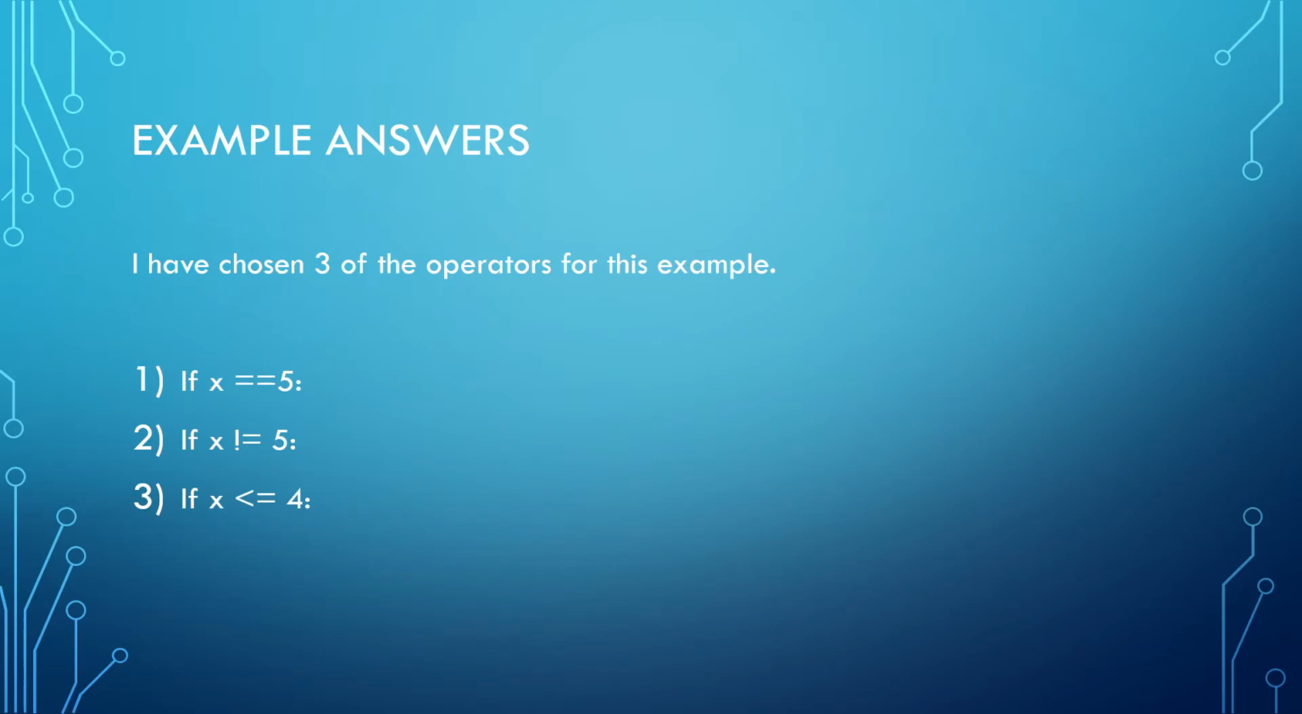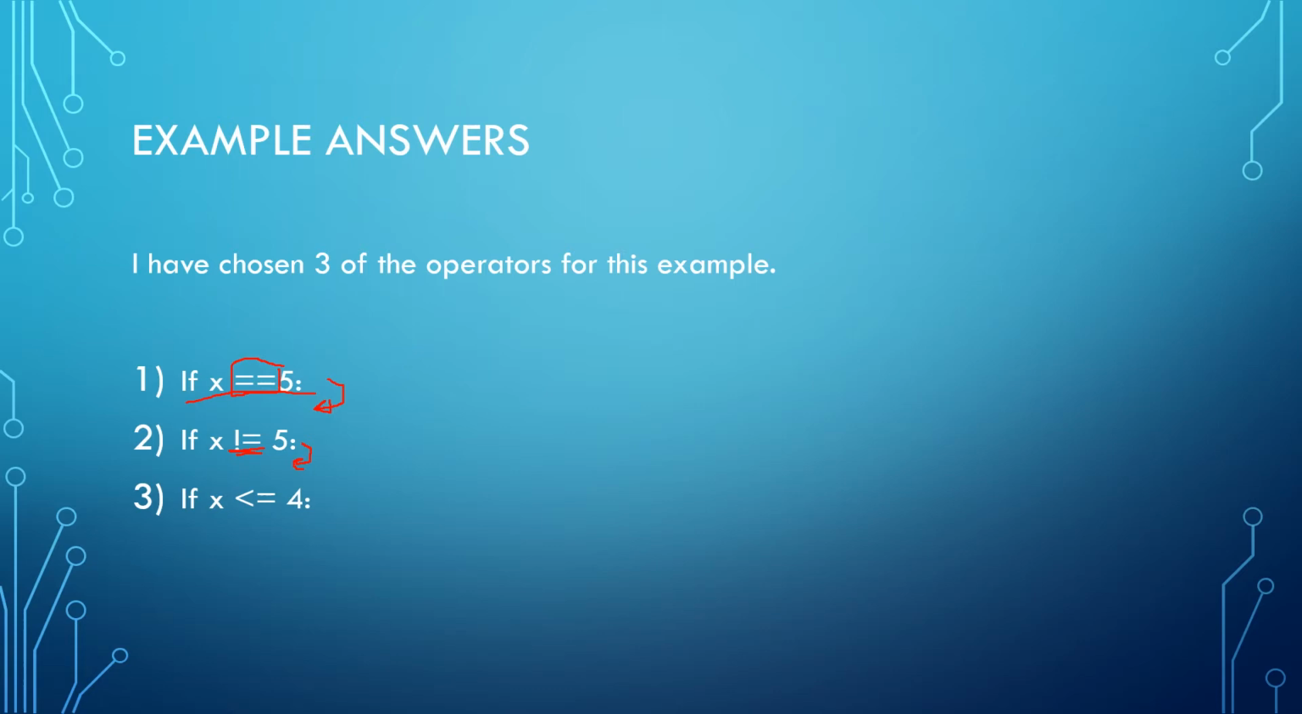So if x equals 5, that means I've decided to say if x is equivalent to 5, then the code underneath would run. And then if I had x not equivalent to 5, if x is not 5, then the code underneath that would run.